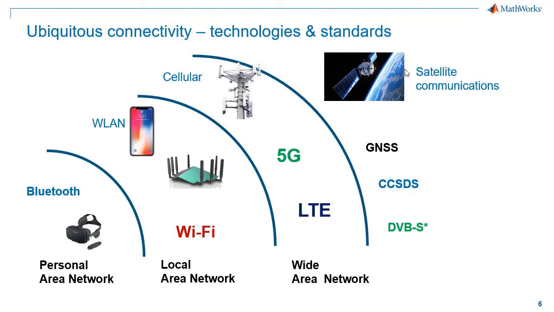We are all aware of cellular connectivity. As long as you are close enough to a base station, you can get 5G, LTE, and other types of cellular signals, Wi-Fi connectivity at home and offices, and even Bluetooth connectivity in personal area networks.